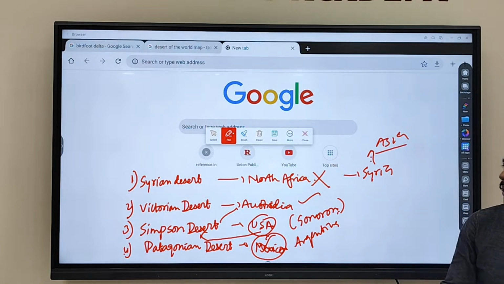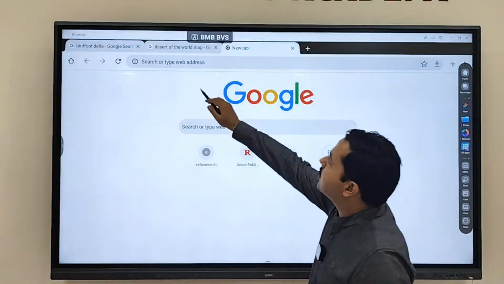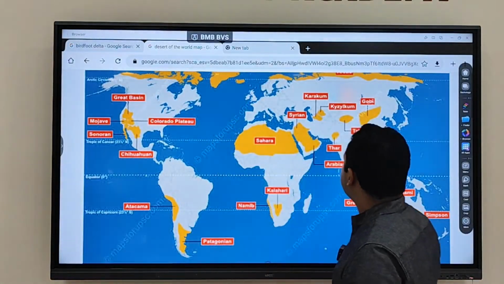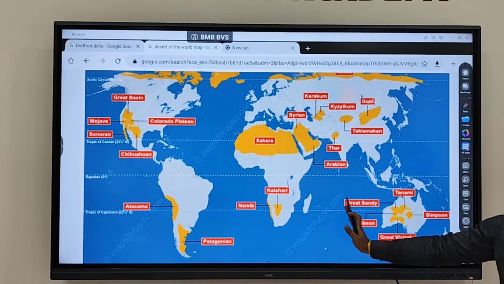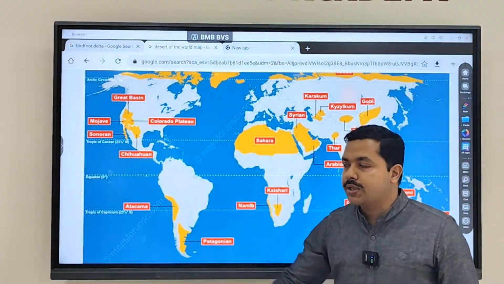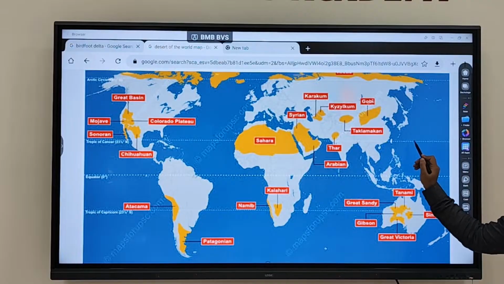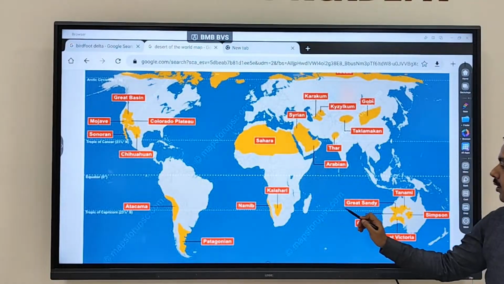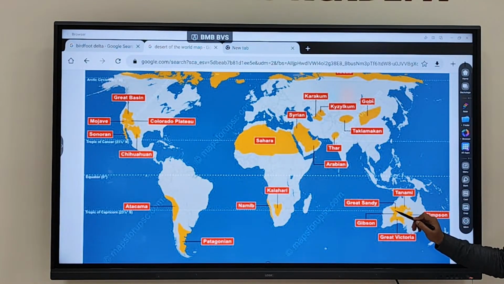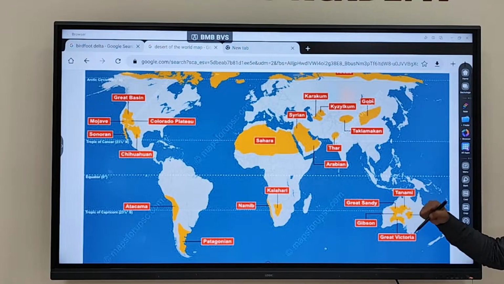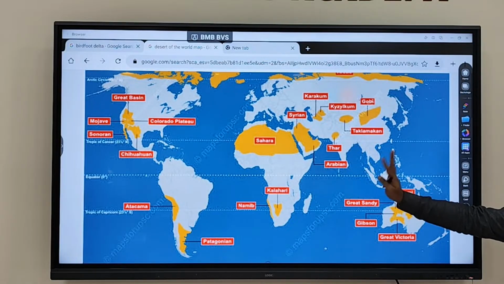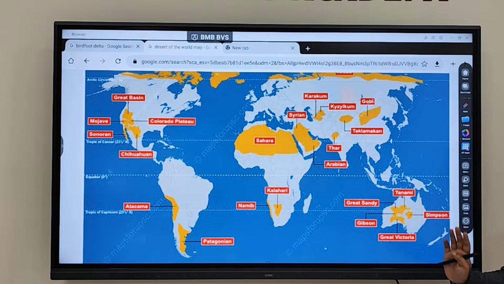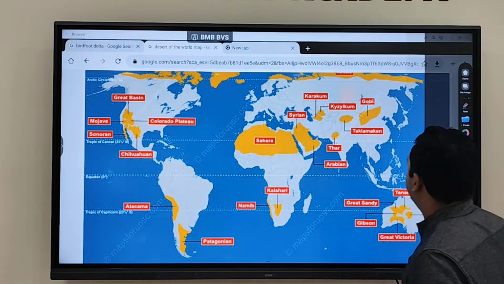Clear? So remember that most of these deserts are located on the western margin. In which region are they located? The tropics. You can see the Tropic of Cancer passes like this, and the Tropic of Capricorn passes like this. So most deserts are located in the tropics. Why the tropics? Because the tropics is a zone of high pressure. And the second thing is that they lie on the western margin due to cold oceanic current.